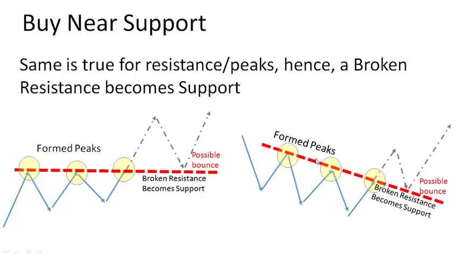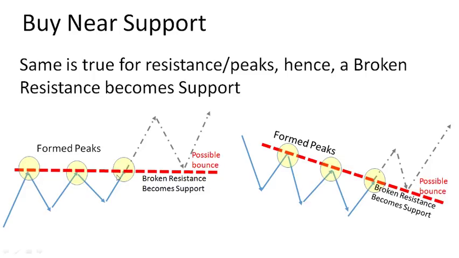Okay. In buying near support, the same is true for resistance or peaks. So, a broken resistance becomes support. We actually discussed this in the pilot episode. This is what we call polarity of support and resistance. Ibig sabihin, once a support is broken, it becomes a resistance, or once a resistance is broken, it will become a support. For example, dito, form peaks.